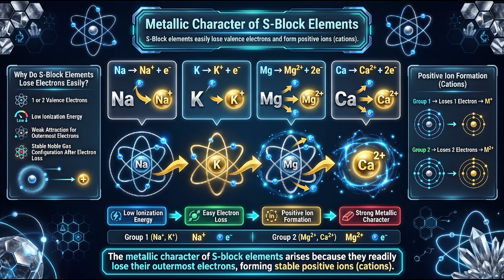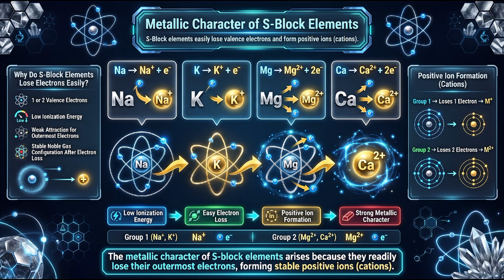After losing these 2 electrons, magnesium becomes a Mg²⁺ ion, carrying a positive charge of +2. Unlike Group 1 metals, which lose only 1 electron, Group 2 metals lose both of their valence electrons to achieve a stable electronic configuration. The image also presents calcium, another Group 2 element.